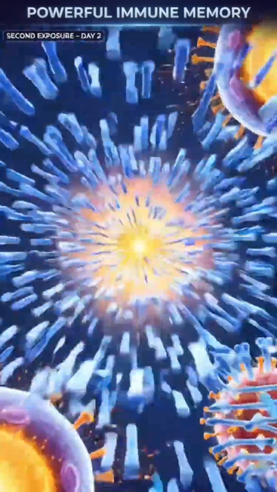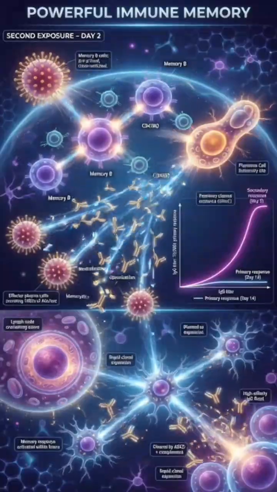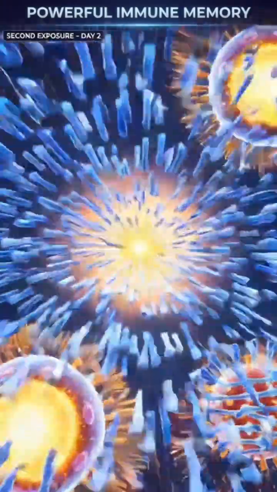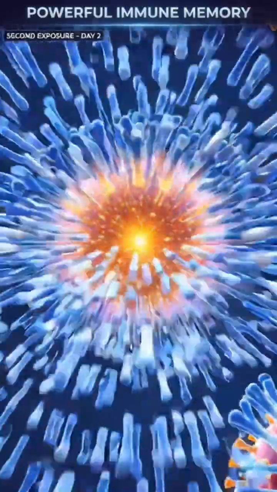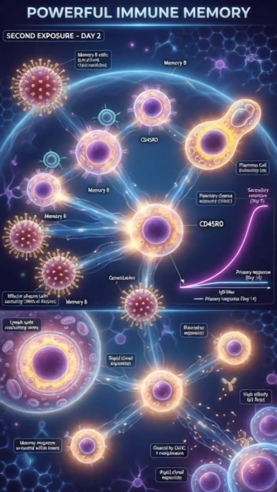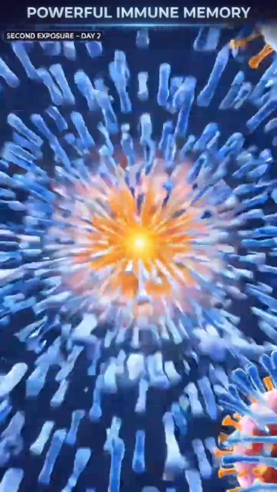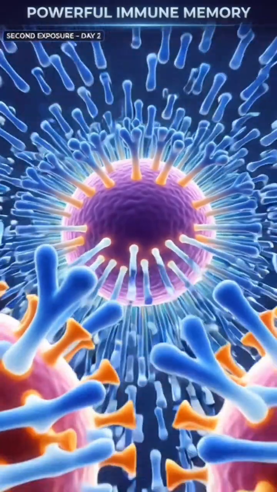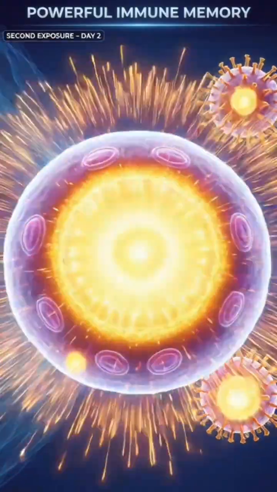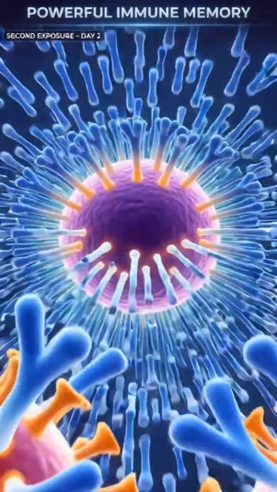Then let's go to the secondary immune response. When the same antigen enters the body again, the memory cells quickly recognize it. The immune response becomes faster, stronger, and more effective. And this is why vaccines work. So you can see the powerful immune memory response showing rapid antibody production after the second exposure to a virus.